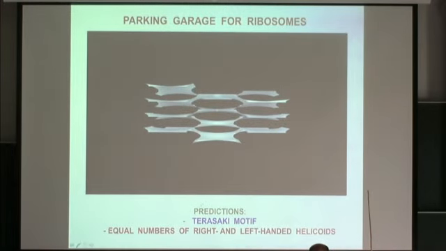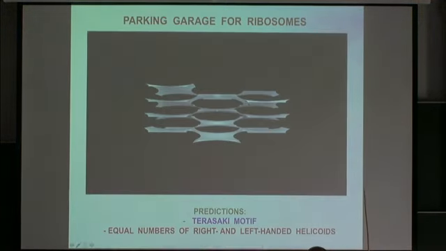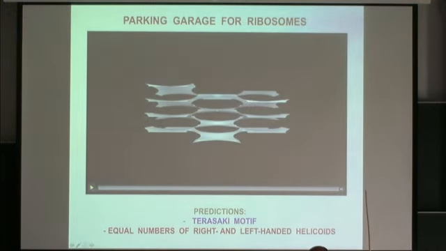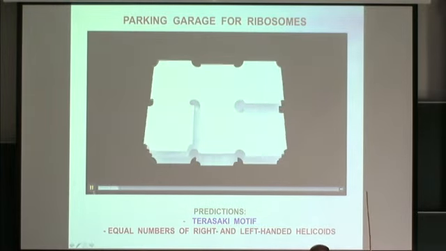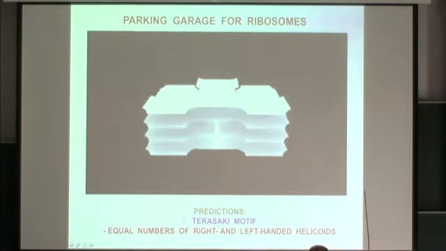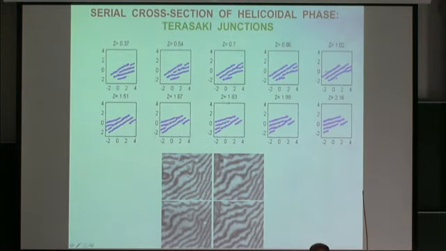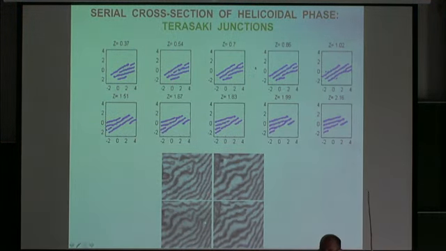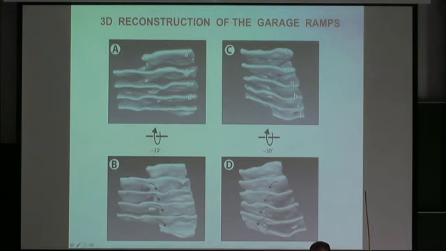And I am finishing. This is a theoretical prediction of such an array. This is a theoretical model. Those are the theoretical cross sections of such an array of helicoids, and those are experimental cross sections, which are again fairly similar. And those are 3D reconstructions Mark Terasaki did after we came up with this prediction.